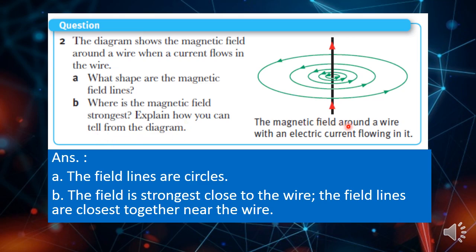So here we have the magnetic field around the wire with an electric current flowing in it. What about the field? It is the strongest actually close to the wire. Why close to the wire? Because these circles are closest together near the wire. So that's the reason. When we go away from the wire, actually the circles are away from each other. So it means that it became weaker. So it became stronger and stronger when we get closer to the wire.